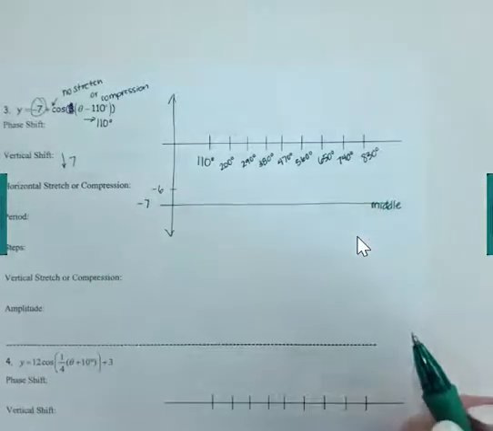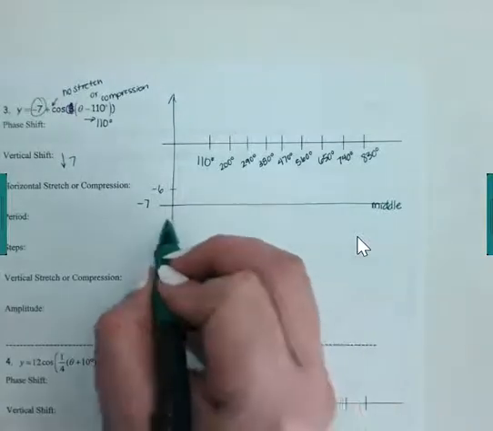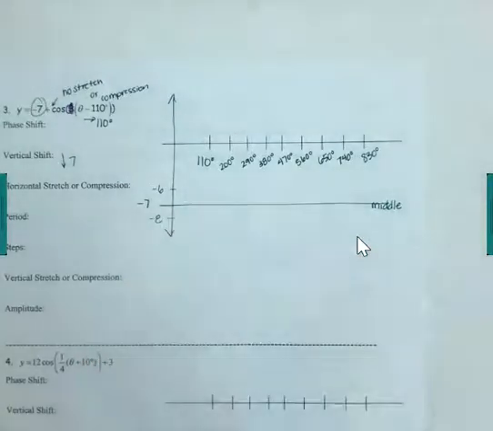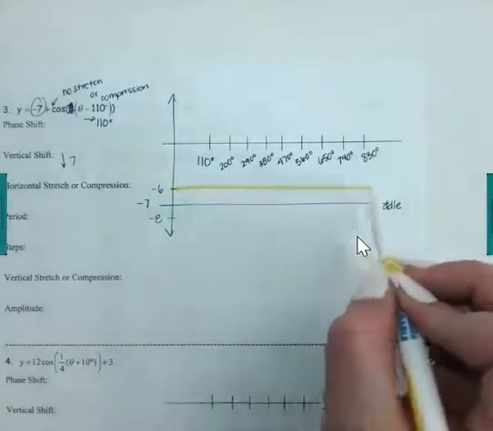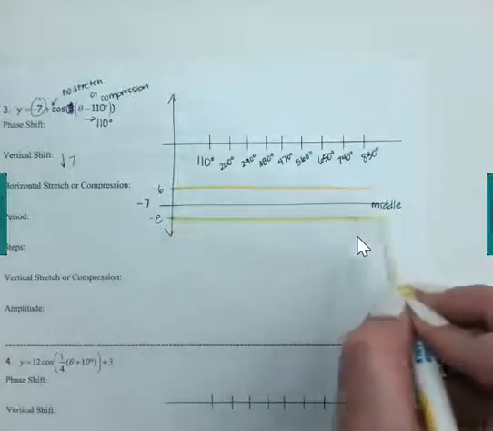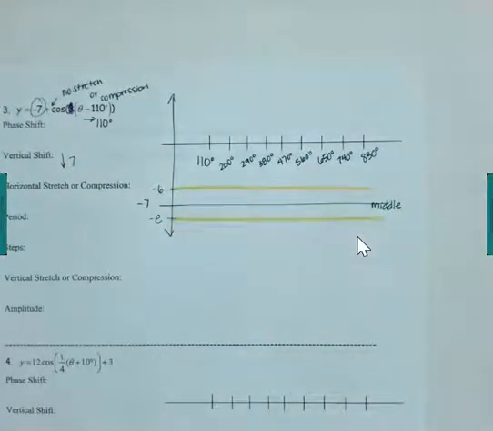Negative 6. What about if I go down 1 from negative 7? Negative 8. That's going to be the top and the bottom of my graph. It should never go above negative 6. It should never go below negative 8. And then all that you have to do is count carefully.